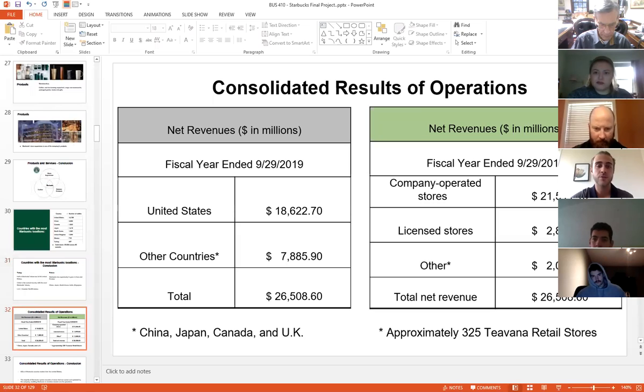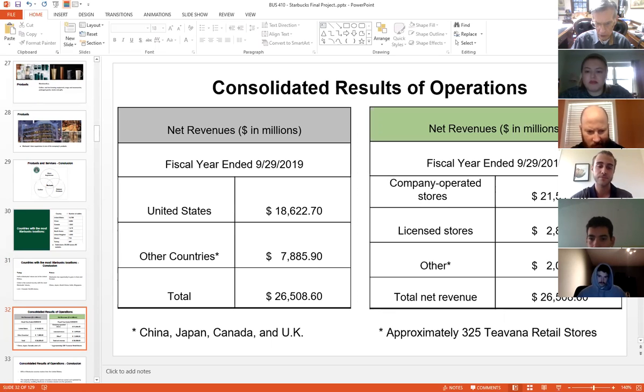That's the consolidated results of operations. On your left, the table shows that the majority of Starbucks revenue comes from the United States, and the table on your right shows that the majority of the revenue comes from company operated stores. So Starbucks is able to control most of its operations, and that's very impressive.